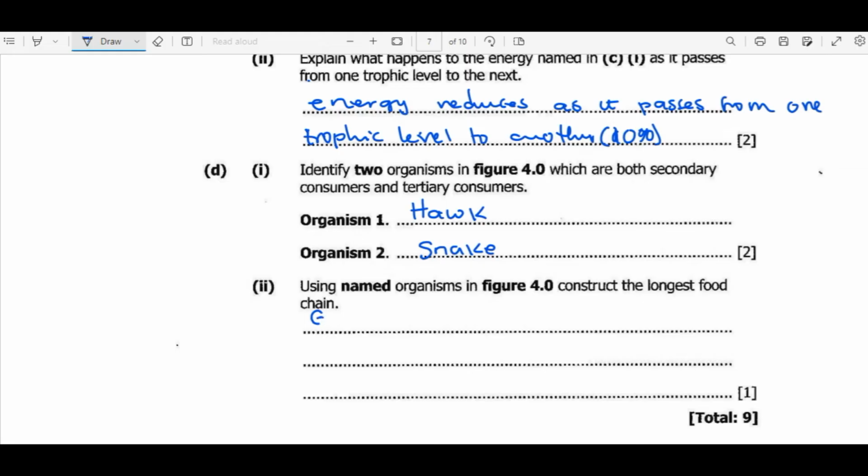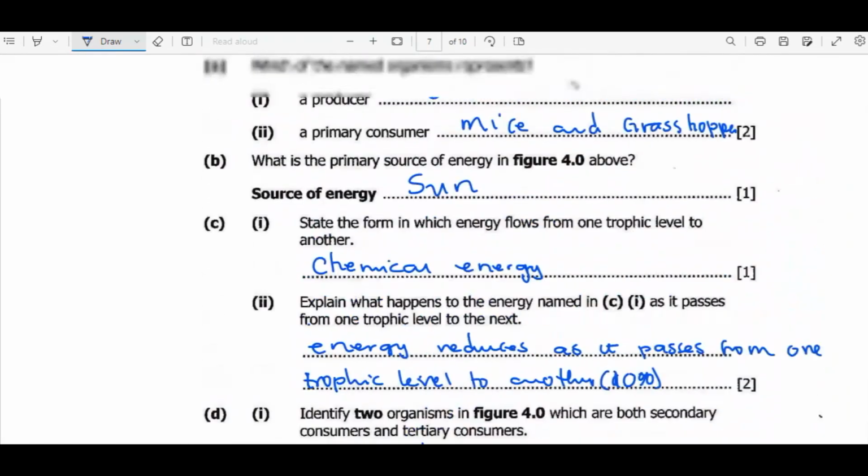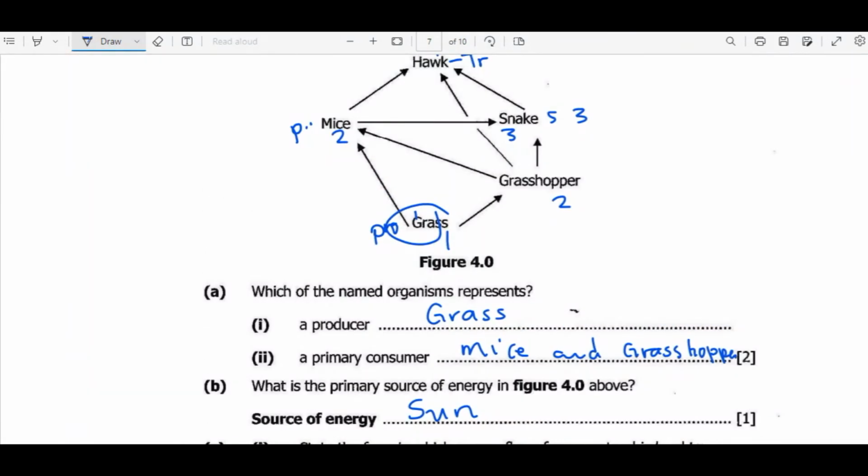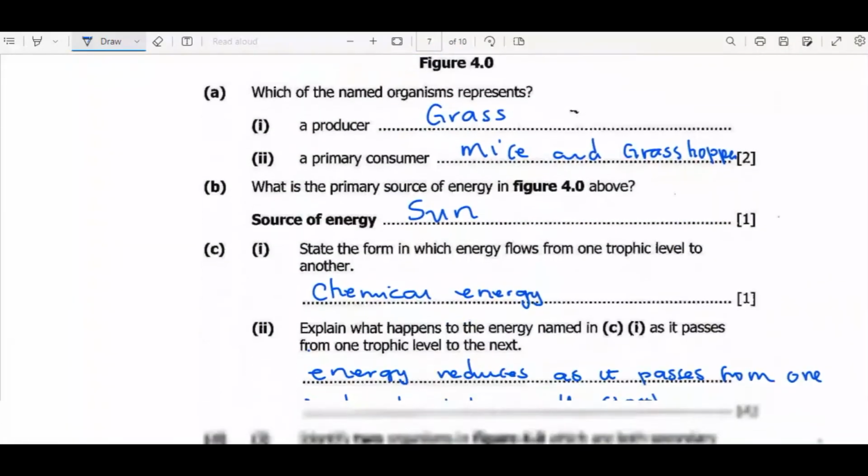So the first one, we can look at grass. After grass, mice. After mice, snake. After snake, we have hawk. Or if we want, we can use grass, grasshopper, snake, hawk.